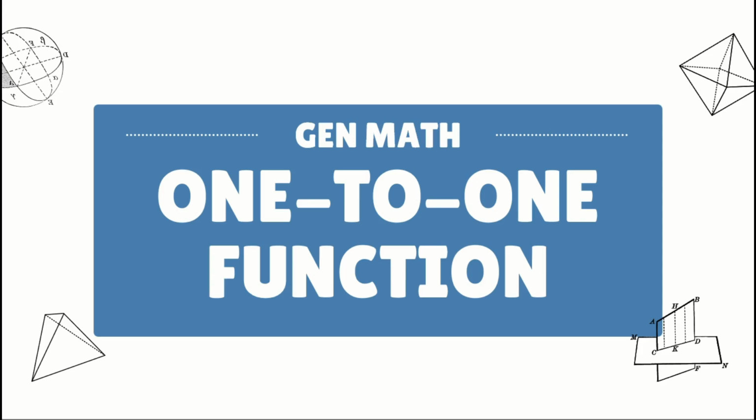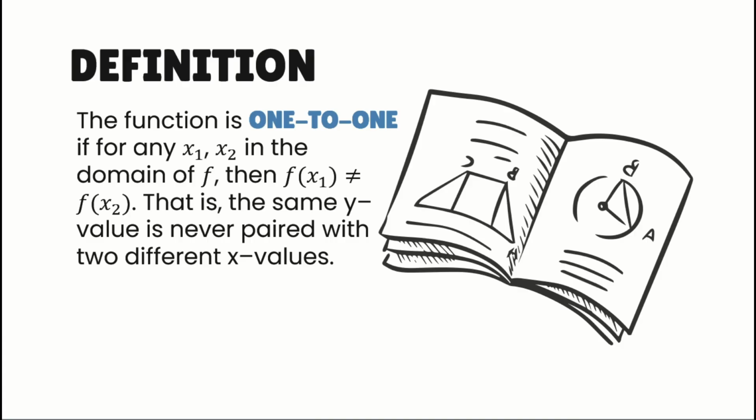In this video, we will be discussing one-to-one function. First, let us define one-to-one function. By definition, the function f is one-to-one if for any x sub 1 and x sub 2 in the domain of f, then f of x sub 1 is not equal to f of x sub 2. That is, the same y value is never paired with two different x values.